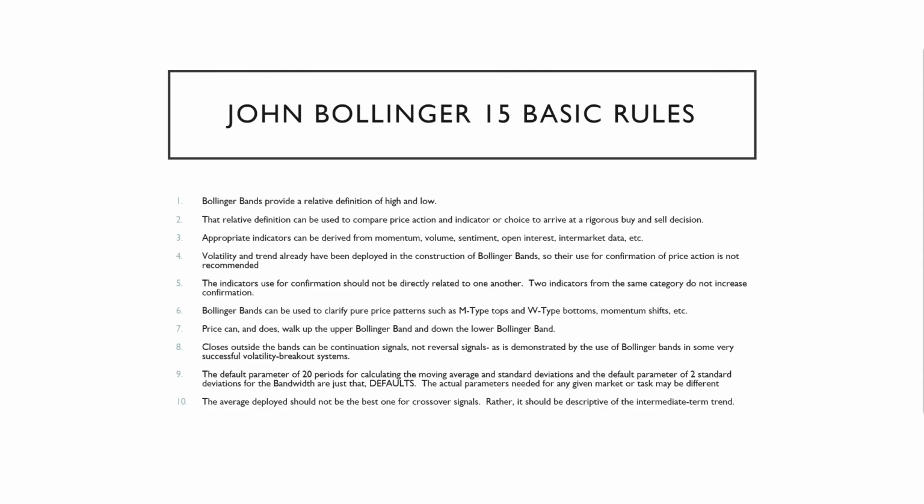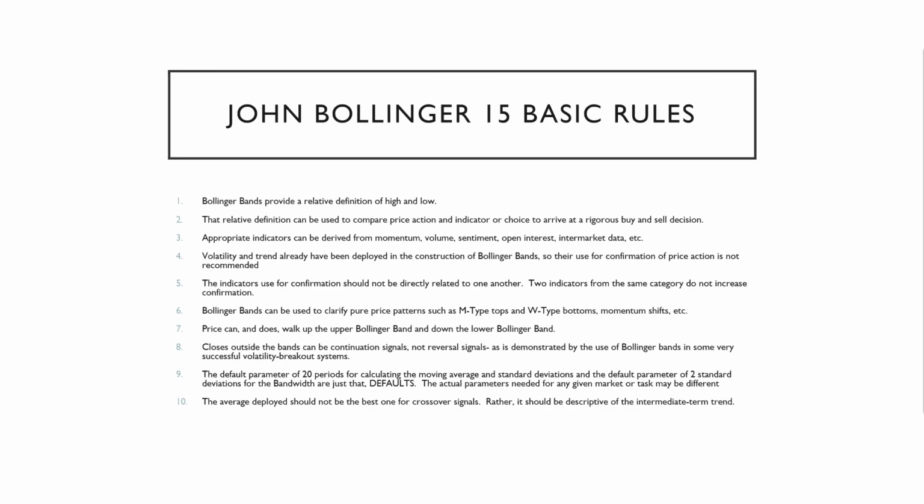Number 10, the average deployed should not be the best one for crossover signals. Rather, it should be descriptive of the intermediate trend. So what he's saying is the average you choose, the simple moving average you choose for your middle Bollinger Band, should not be the one you use for a crossover signal, saying that if the price action crosses up and above this middle band, that's a buy signal. If it crosses down and below, that's a sell signal, okay?